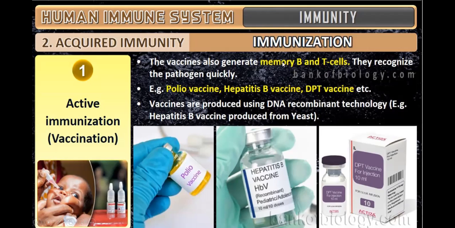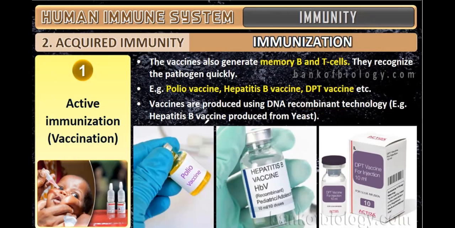The vaccine injected also generates memory B and T cells. They recognize the pathogen quickly. Examples: polio vaccine, hepatitis B vaccine, DPT vaccine. These are some of the examples of active immunization. Vaccines are produced using DNA recombinant technology. DNA stands for deoxyribonucleic acid, recombinant technology.